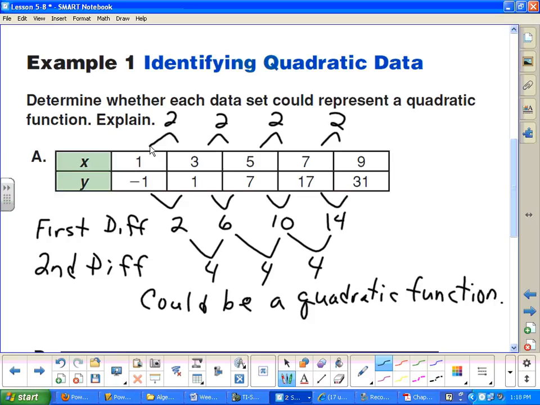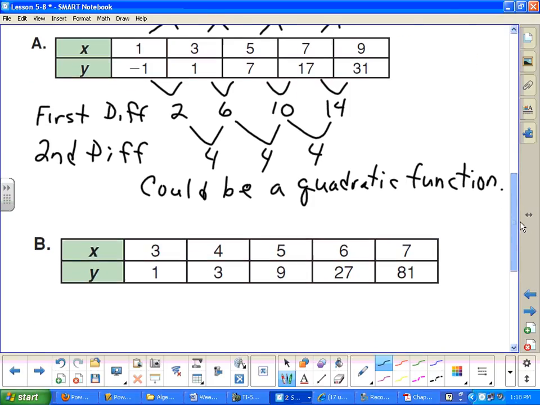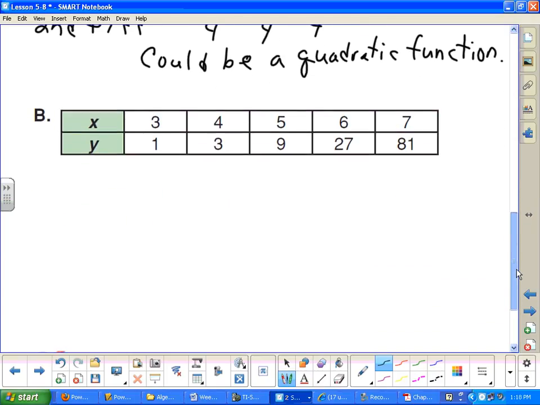So we have to make sure that the x's differ by the same amount, so they're linear, and check to see if the y's have a constant second difference. Letter B: for the x's, we have 3, 4, 5, 6, and 7. And the y's are 1, 3, 9, 27, and 81. Once again, first of all, we look at the x's. Are they changing at a constant rate? Yes, one every time. So we try the y's.